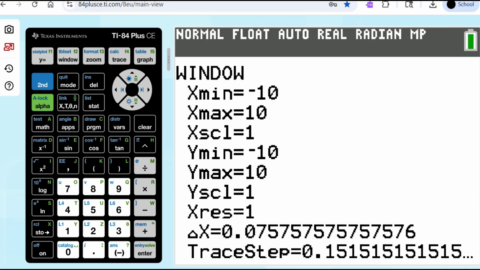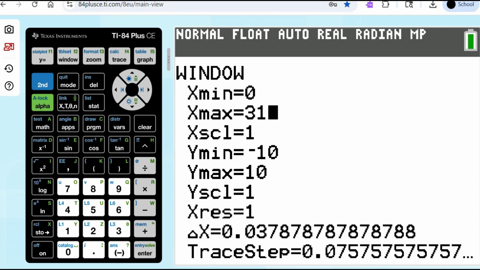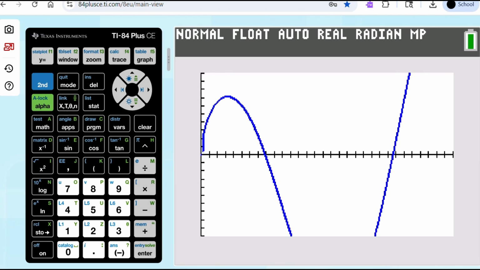So I'm going to hit window and from 0 to 31. And when I graph that, I can see that it started out positive, then it was negative, then it was positive. So if the derivative is positive, then negative, then positive, right? That means that our function is increasing, then decreasing, and then increasing, which means that we're not going to have a maximum at 0, we're going to have a minimum, because after 0, our function increased.